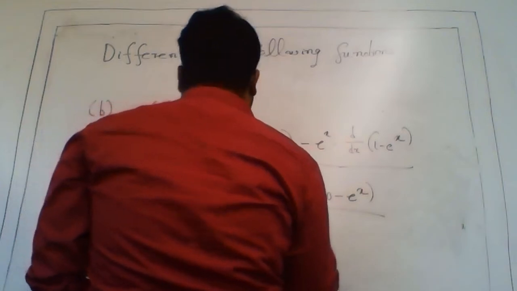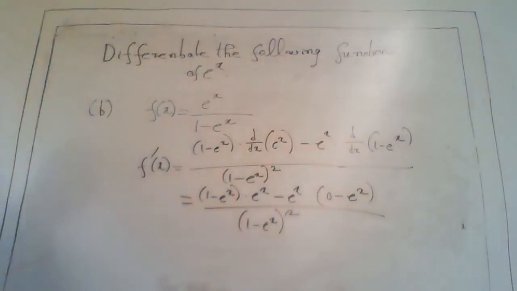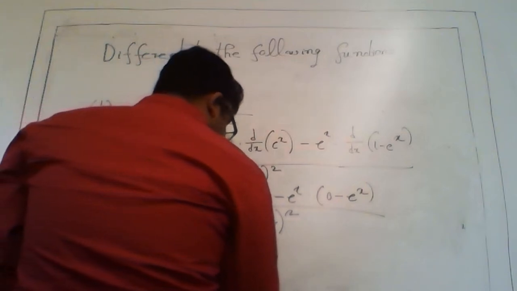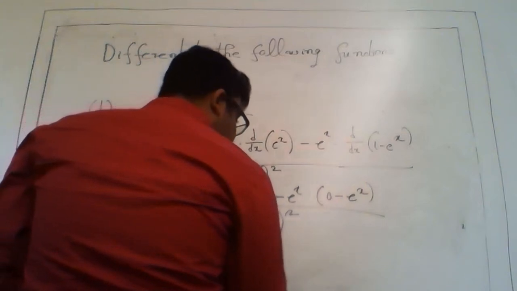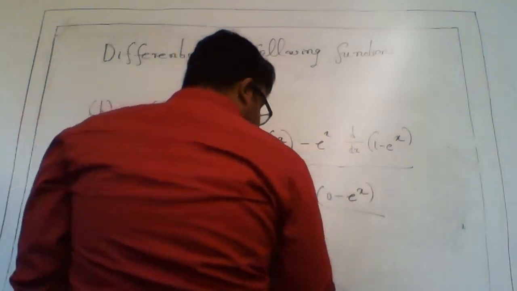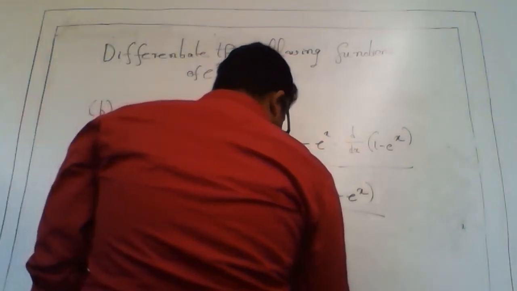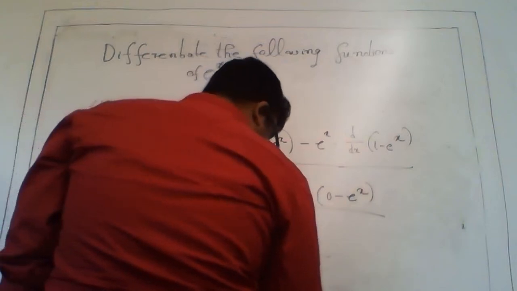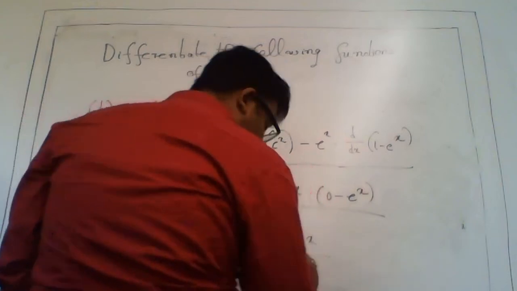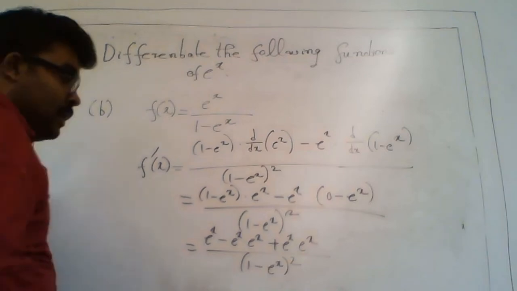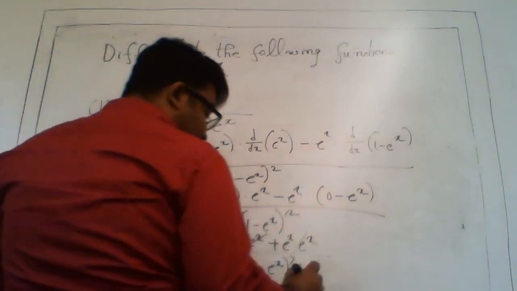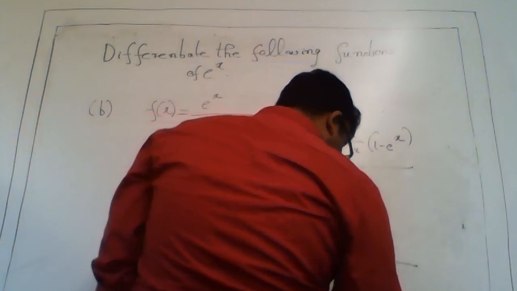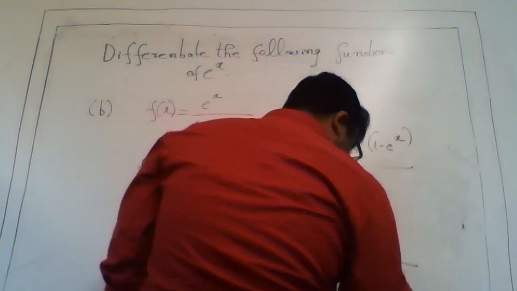x whole square. Right? So if you simplify this, you get e to the power x minus e to the power x times e to the power x. Then minus minus gets cancelled, you get plus e to the power x times e to the power x divided by 1 minus e to the power x whole square. So now they get cancelled and you will be left with e to the power x divided by 1 minus e to the power x whole square.